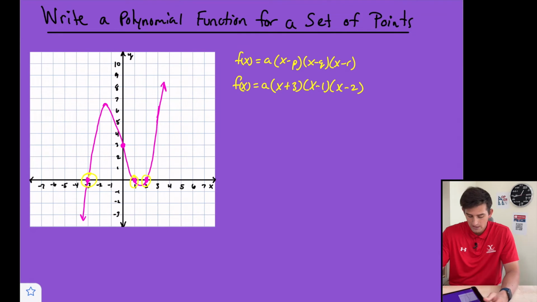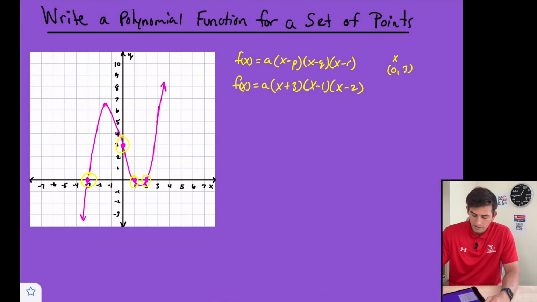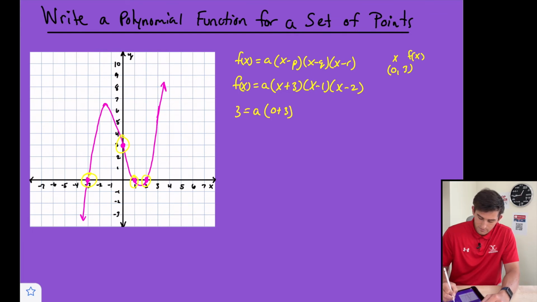So to figure out what a is, we can choose another point that's on our graph, which would be (0, 3). So we know (0, 3) is on our graph. That's the y-intercept. And so we could take 0 and plug it in for x, and we could take 3 and plug it in for f of x and just solve for a. So we're going to plug 3 in here. We're going to leave our a. We have 0 plus 3 times 0 minus 1 times 0 minus 2.